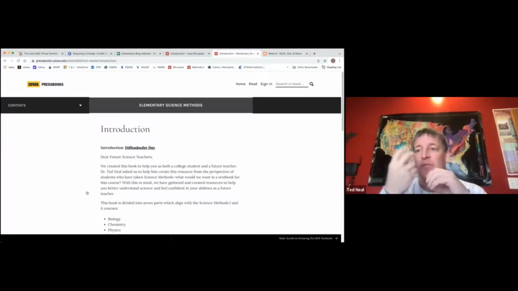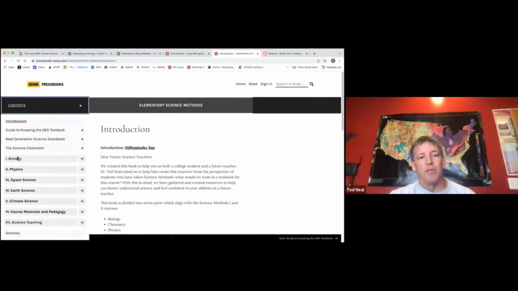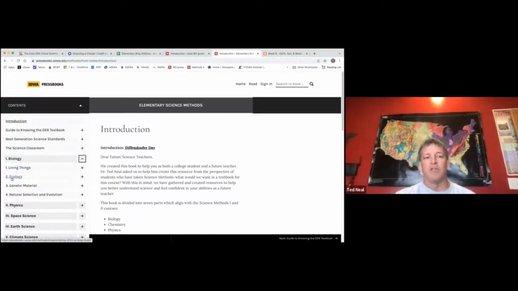This would be in what we call Science Methods 2. There's a Science Methods 1, which includes biology and chemistry. My colleague wrote a grant and then used the same model I did and built a textbook to match that particular content area. He built this biology piece, and then there's a physical science piece. Within the biology, they covered living things, ecology, genetic material, and natural selection. He wrote what became semester 1, and I wrote what became semester 2, which we actually wrote first.